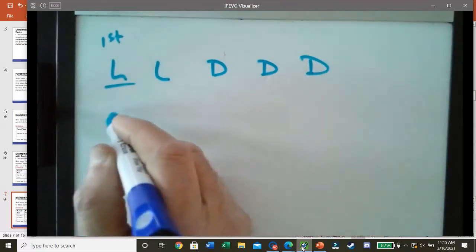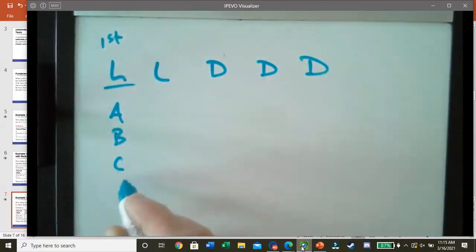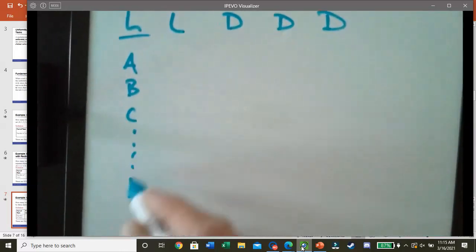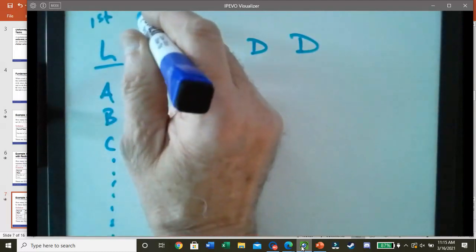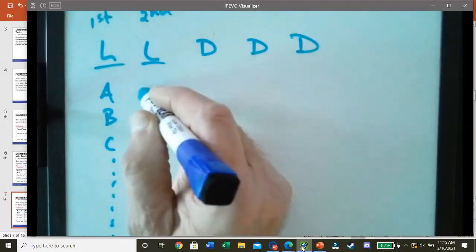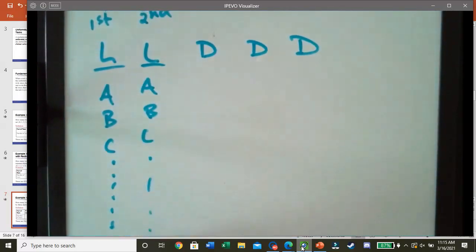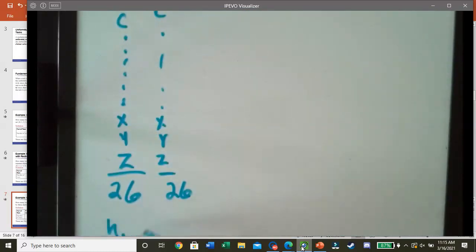Now there's no restrictions. So we're talking about A, B, C, all the way through the alphabet, X, Y, Z. So how many letters are there in the alphabet? There's 26, right? And so for the second letter, again, A, B, C, all the way through to X, Y, Z. Again, there's 26. Okay, so this would be N1 times N2. So we've got 26 times 26.